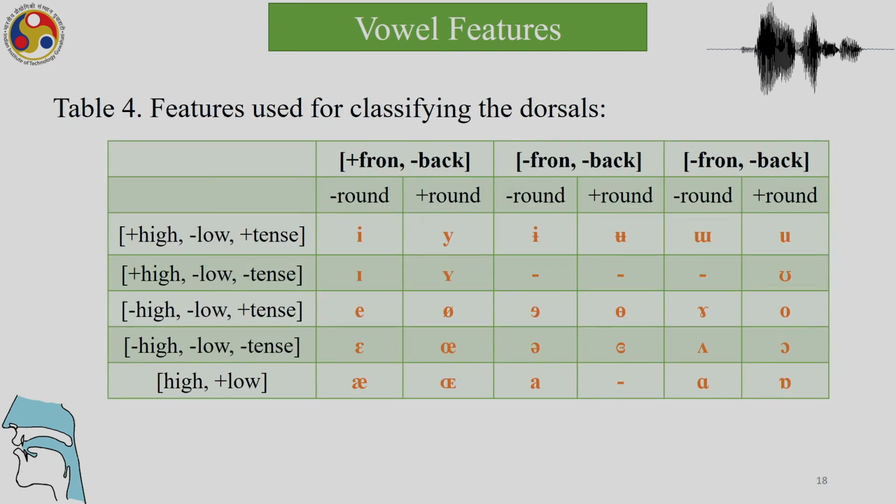So, let us summarize the vowel features and show you what are the combinations of features that give us the particular vowels. So, we have plus high, minus low, plus tense, and then minus high, minus low, minus tense would give us this contrast here. And similarly, depending on whether the vowel is front or back, or round or unround, we can show the vowels in a matrix like this.